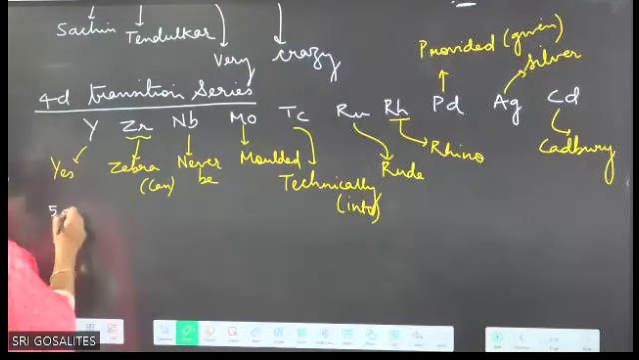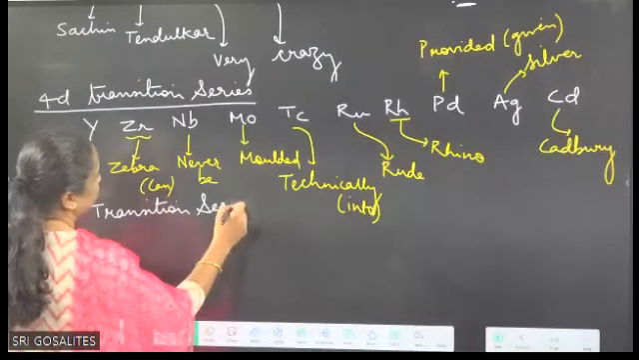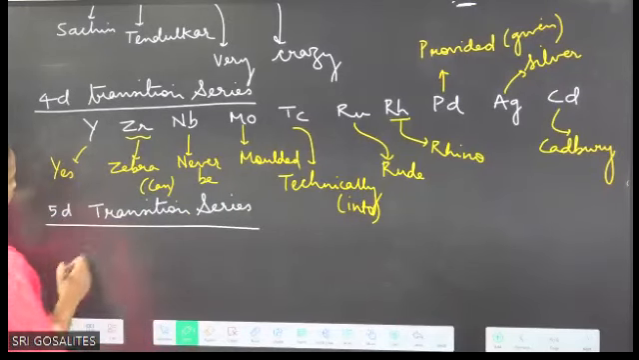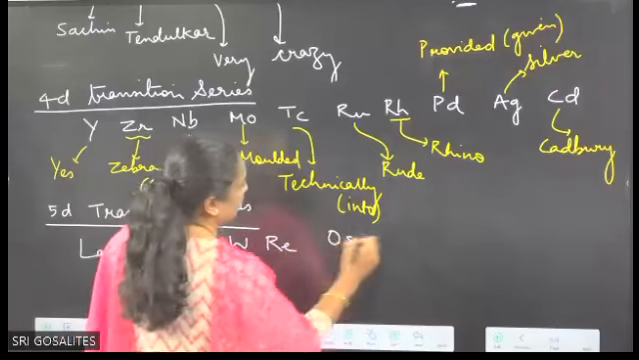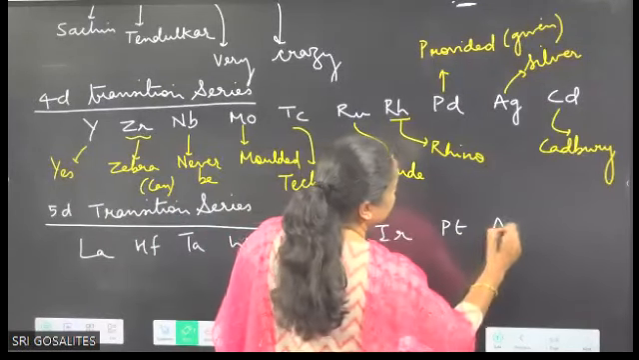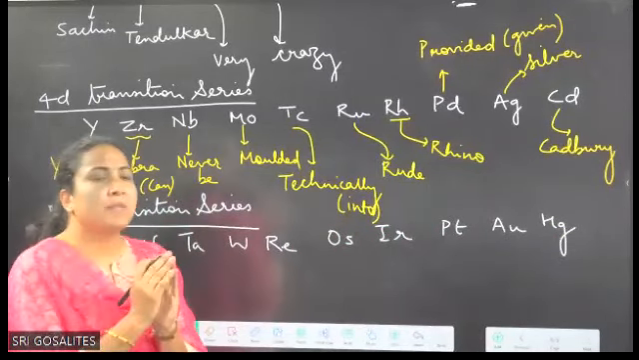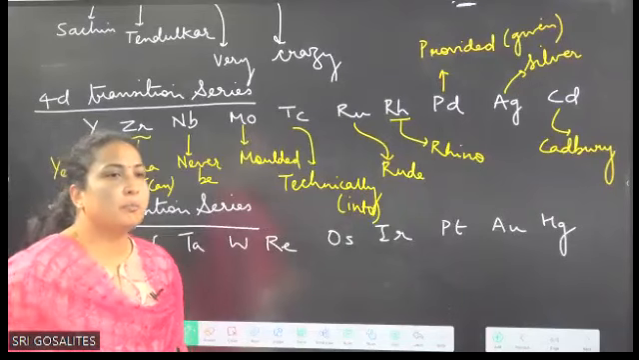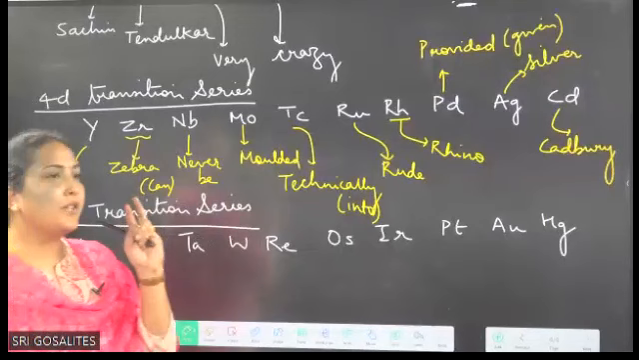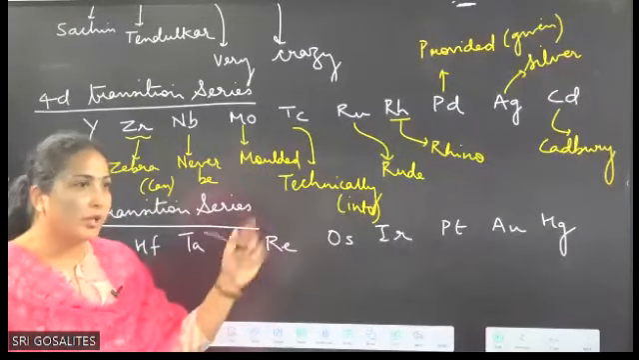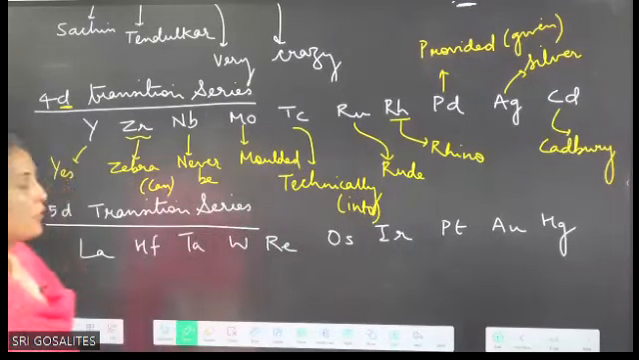Now, next is 5D transition series. For 5D transition series, you are having these elements, right? And here I am purposely not writing the atomic numbers. Y is for yttrium. Yes, all 3D, 4D, 5D, 6D, all these are D block elements, D for D block, right? Y is for yttrium.